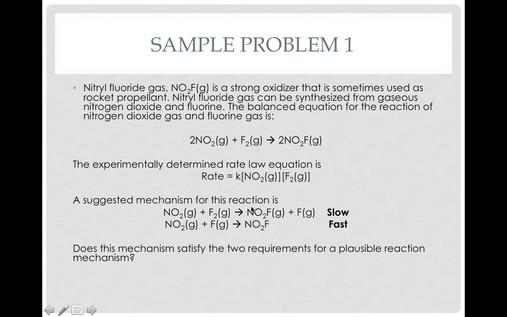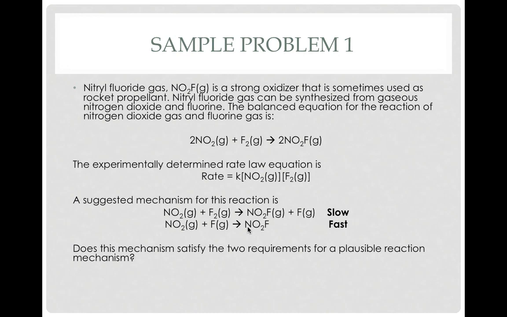And we're provided with a two-step mechanism. And we're asked to say, does this mechanism satisfy the two requirements for a plausible reaction mechanism? Now, the one thing you have to keep in mind is whenever we're doing these types of questions, you can see we're given a lot of information. You're never going to have to come up with a mechanism on your own that's outside of the scope of this course. All that we're going to have to do is analyze proposed reaction mechanisms, see if they're actually plausible.